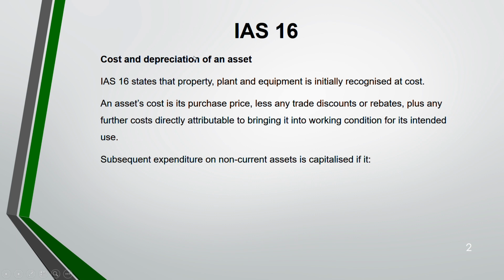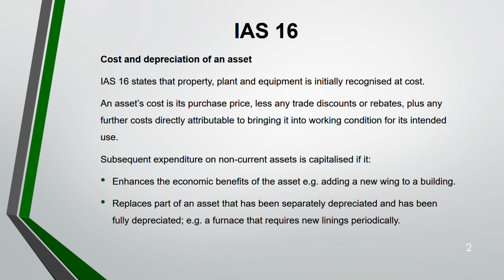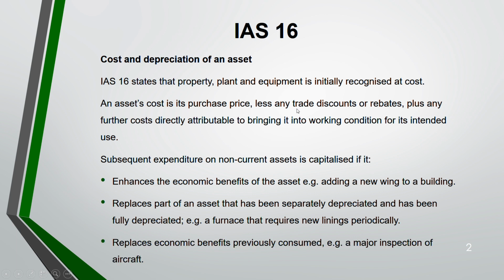location. Subsequent expenditure on non-current assets is capitalized if it enhances the economic benefit of the asset, for example, adding a new wing to a building, replacing part of an asset that has been separately depreciated and has been fully depreciated, for example, a furnace that requires new lining periodically, or replacing economic benefit previously consumed, like a major inspection of an aircraft. All this expenditure you can capitalize.